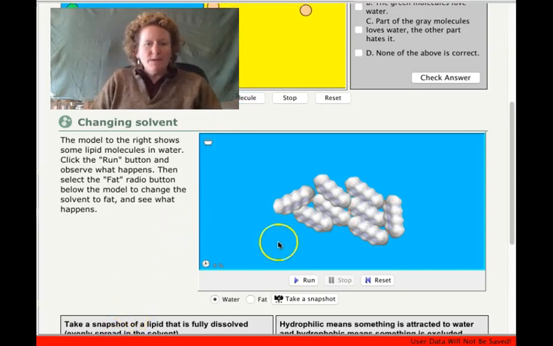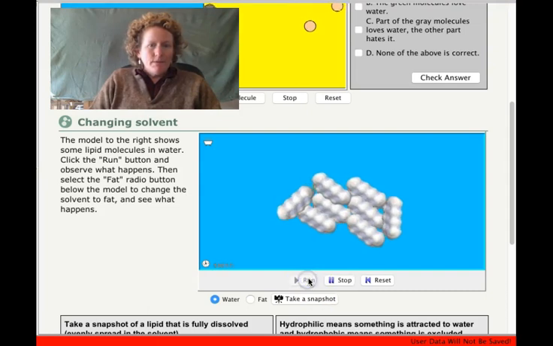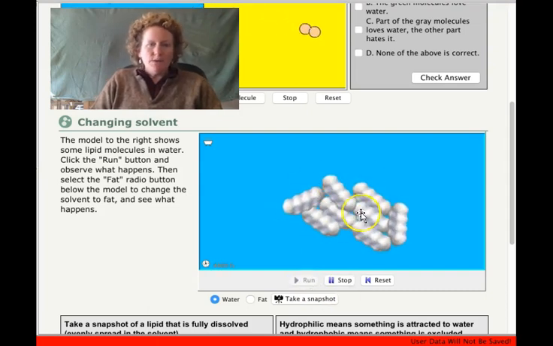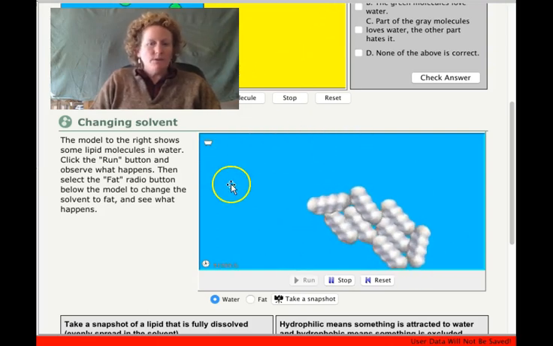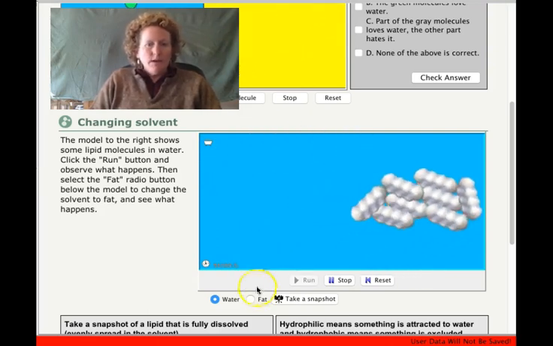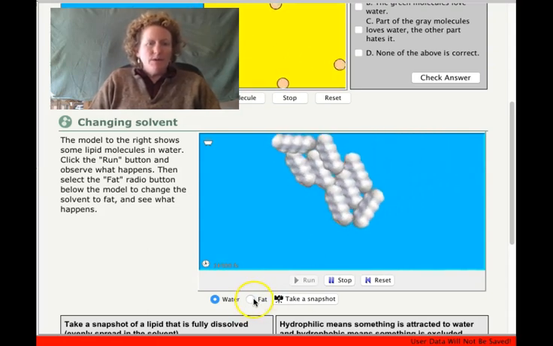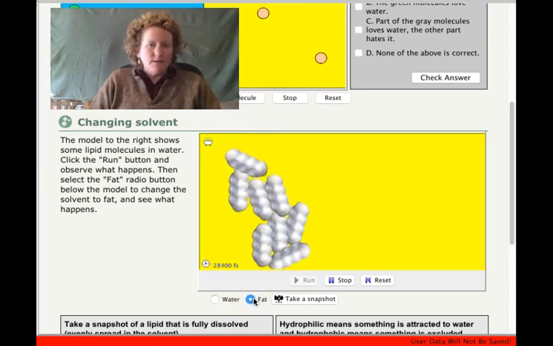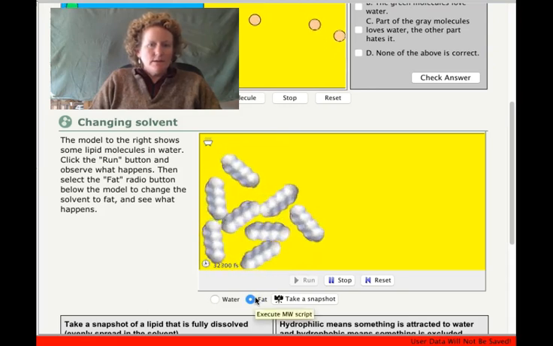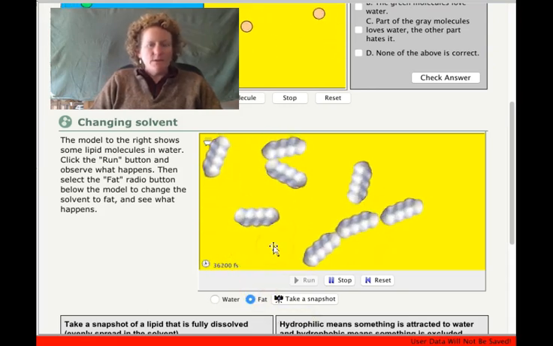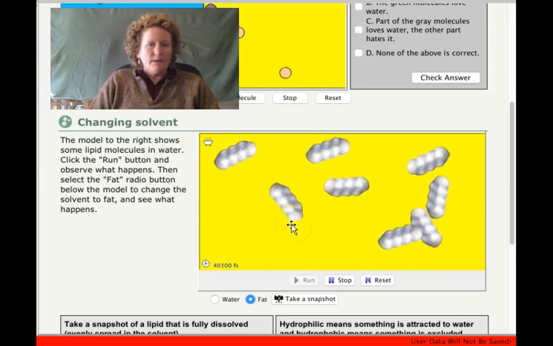Now let's see what happens if we have a lipid and it's just hanging out in water. So notice that the lipid hangs out with itself and the water's hanging out with other water molecules. Now if we change this lipid and we put it in fat, it doesn't hang out with itself anymore. It'll go hang out with the other fat molecules.